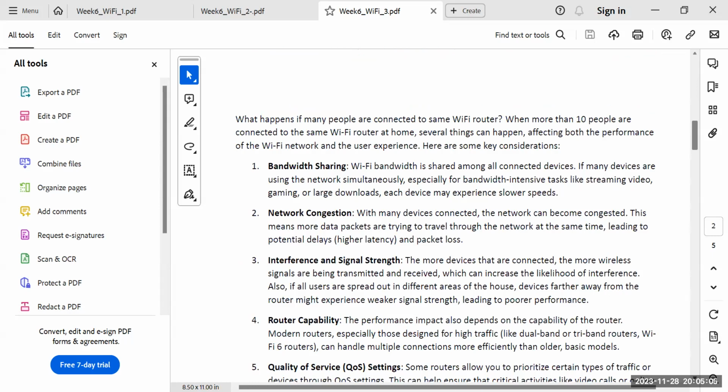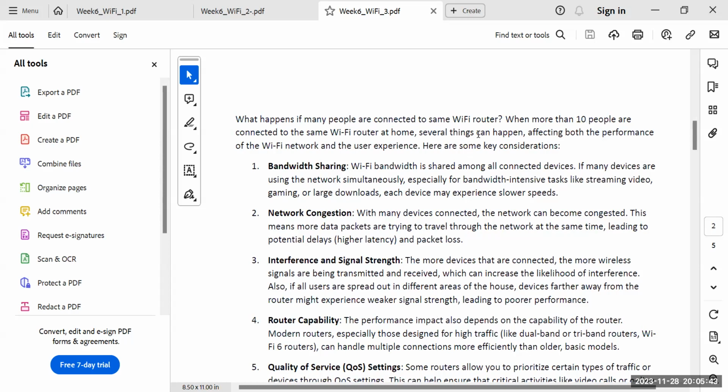Okay, a very important question that I have added over here. What happens if a number of people are connected to the same Wi-Fi router? What is the thing that happens? There is a typo where I have written 10. It's not 10 actually, it's more than 10, depending upon the type of Wi-Fi. So when many people are connected to the same Wi-Fi router, what exactly happens?